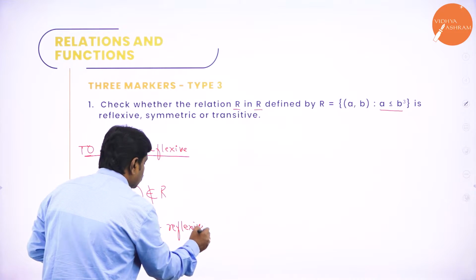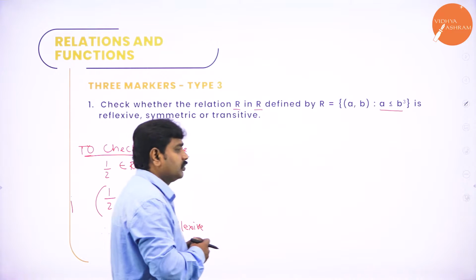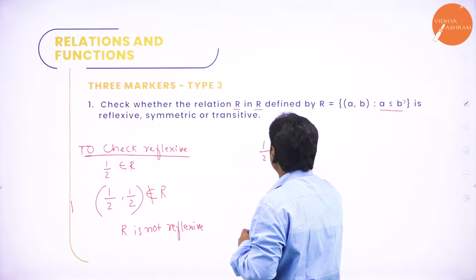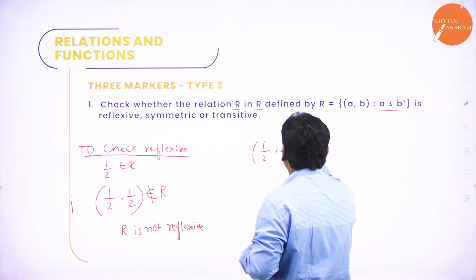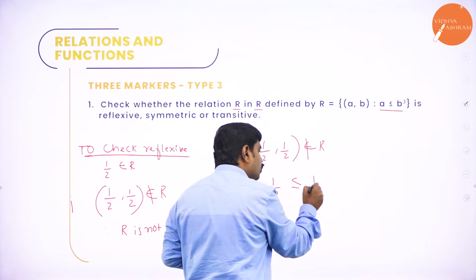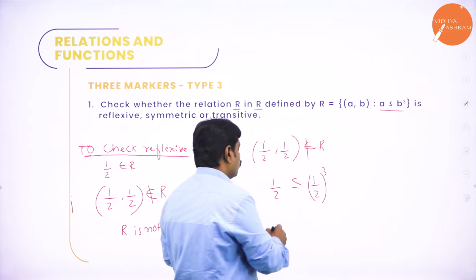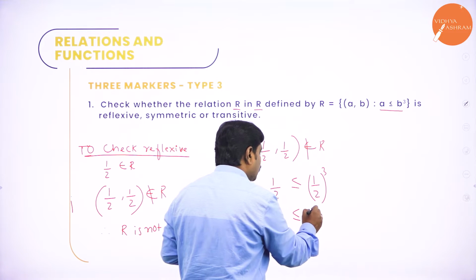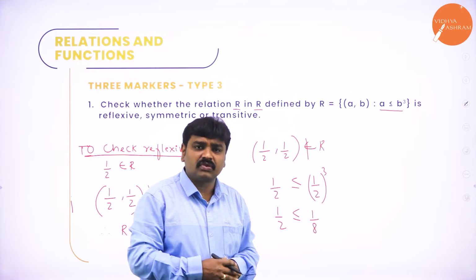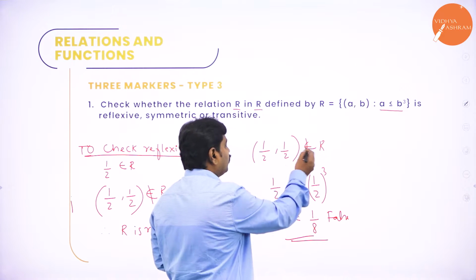So now, this much if you write, is it enough? Is it true? Yes. Observe. A less than or equal to B cube. I told half comma half does not belong to R. Why? Because half, is it less than or equal to half cube? A should be less than. If it is in relation, then this should obey. This is not true. Half less than or equal to 1 by 8. Is half less than 1 by 8? No, this is false. So therefore half does not belong to relation.